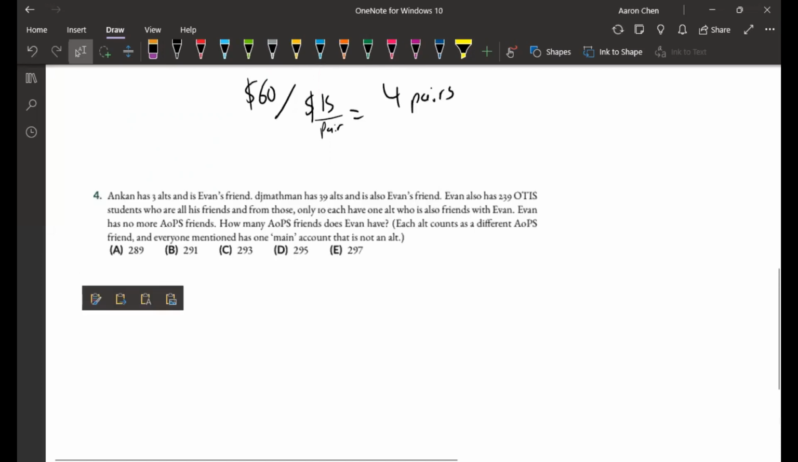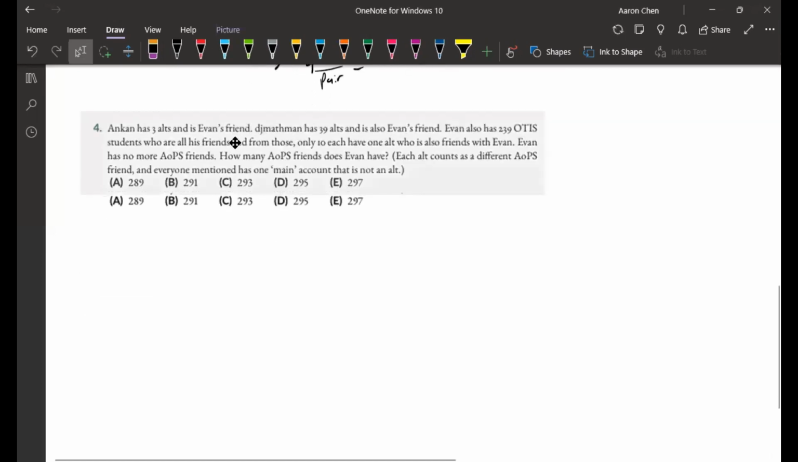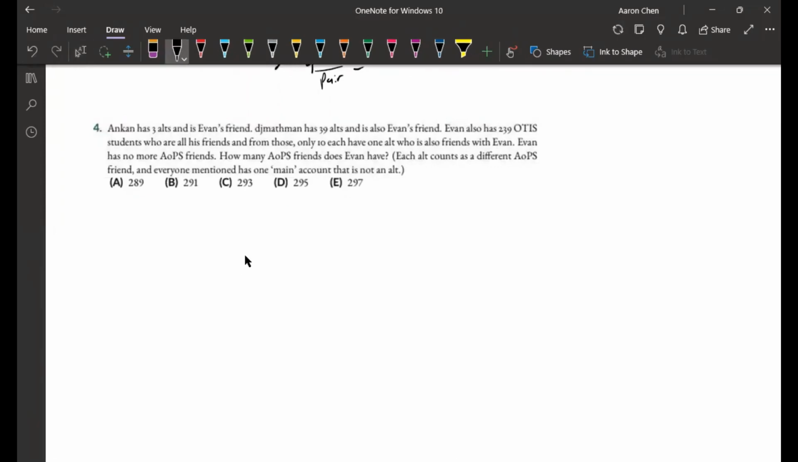So this is number 4. Ankon has 3 alts and is Evan's friend, and DJ Mathman has 39 alts and is also Evan's friend. Evan also has 239 Otis students who are all his friends, and from them, only 10 each have one alt who is also friends with Evan. Evan has no more ALPS friends, and we want to know how many ALPS friends he has total. Each alt counts as a different ALPS friend, and everyone has one main account that is not an alt.